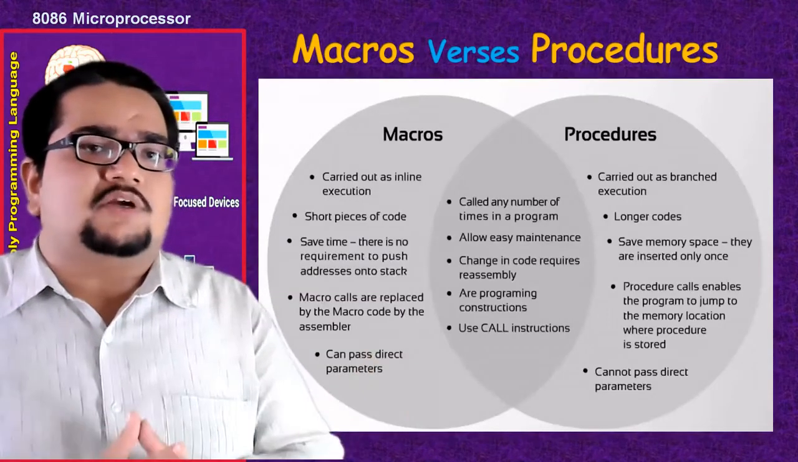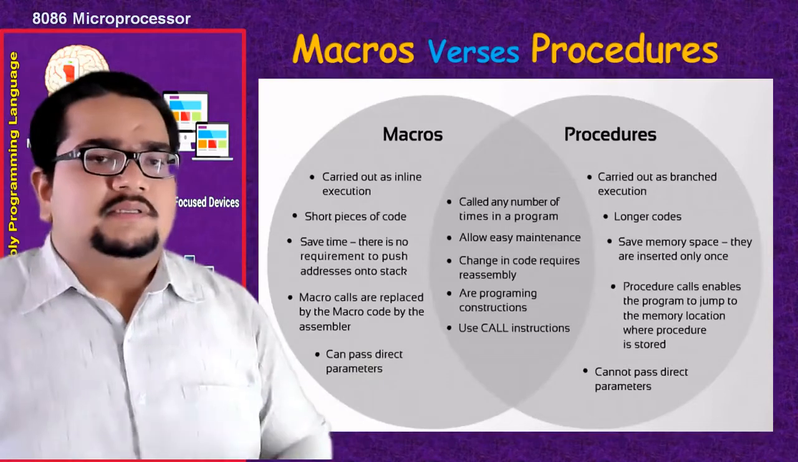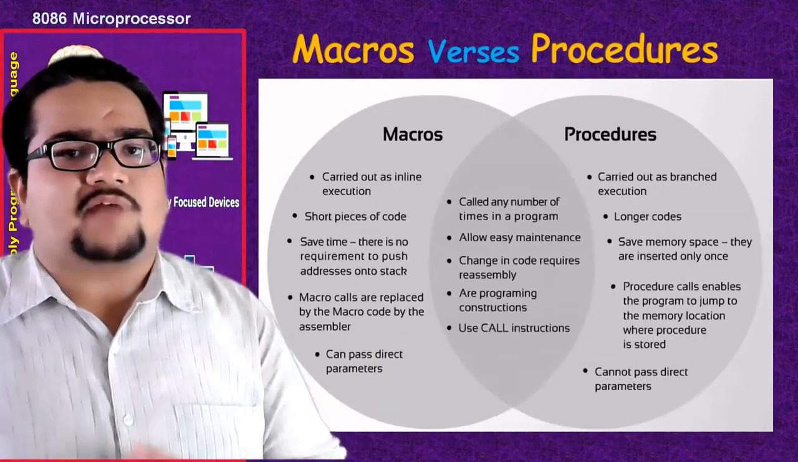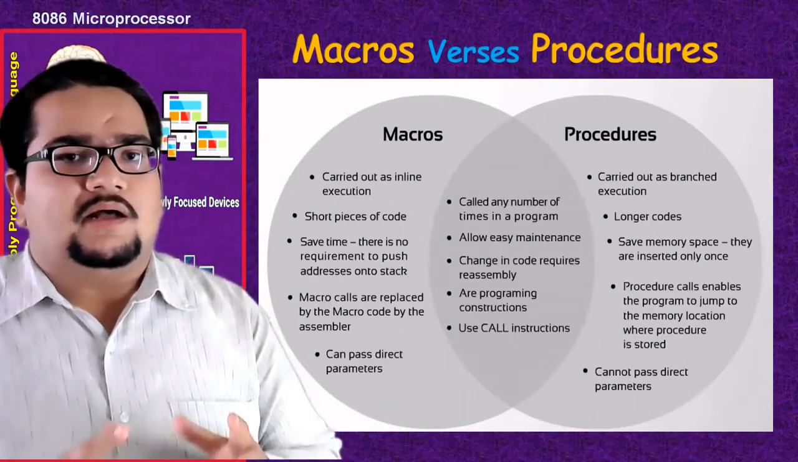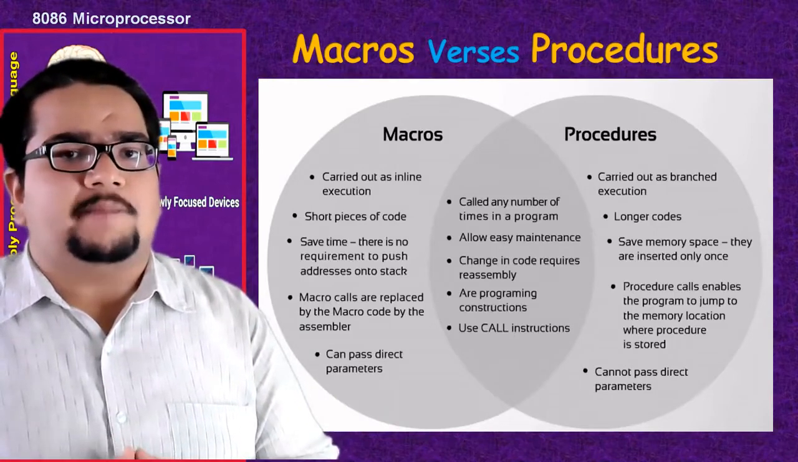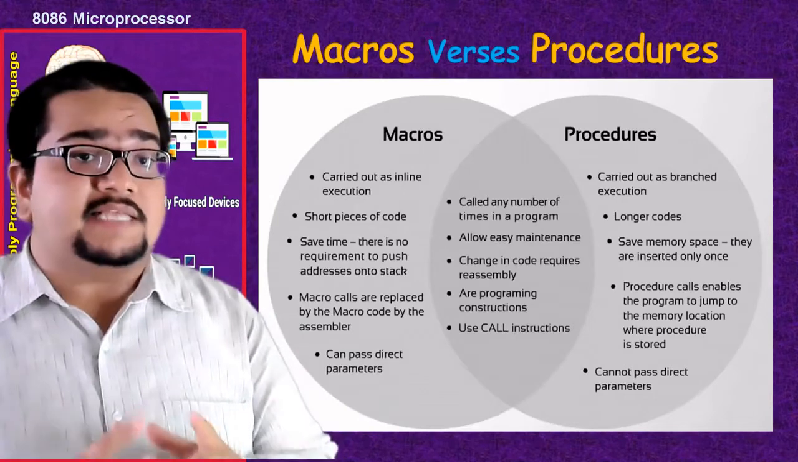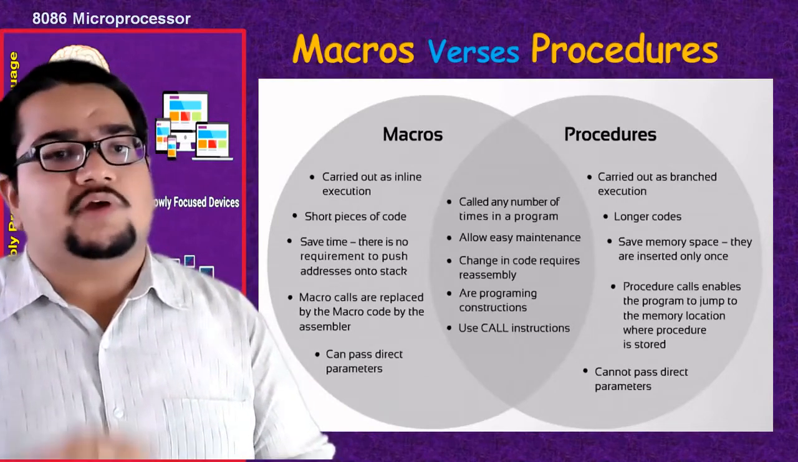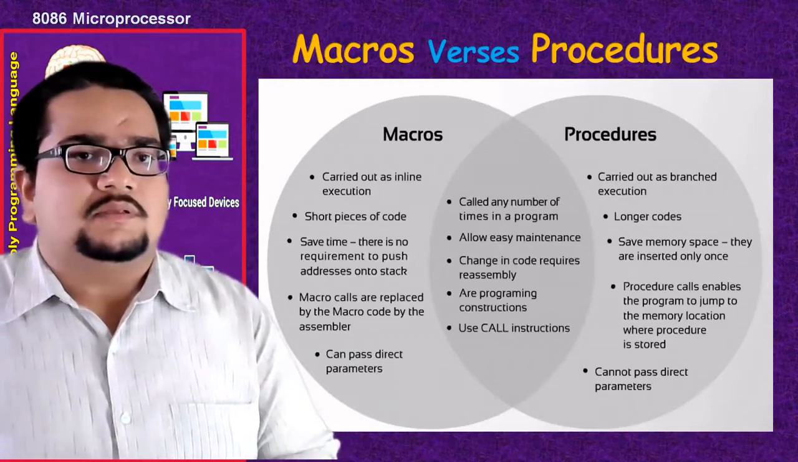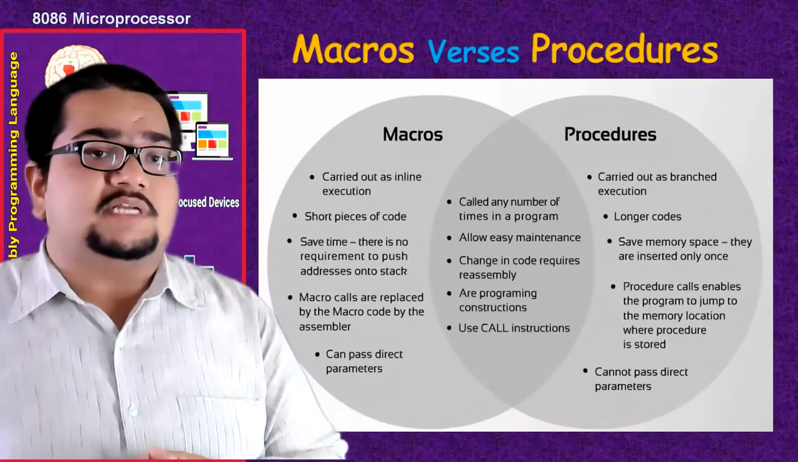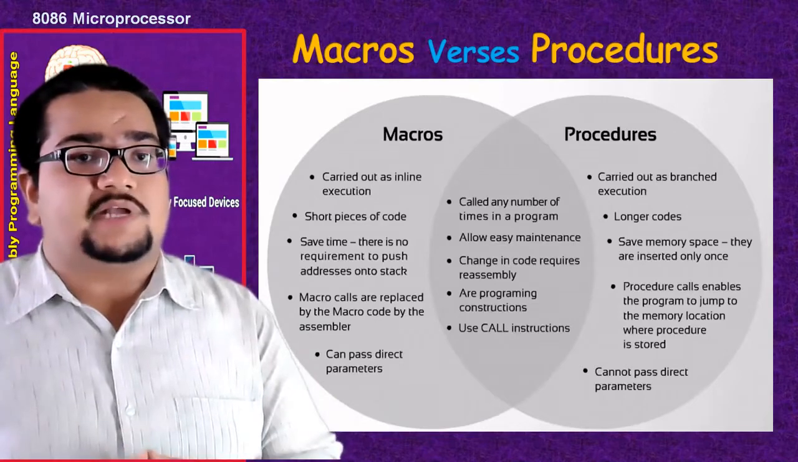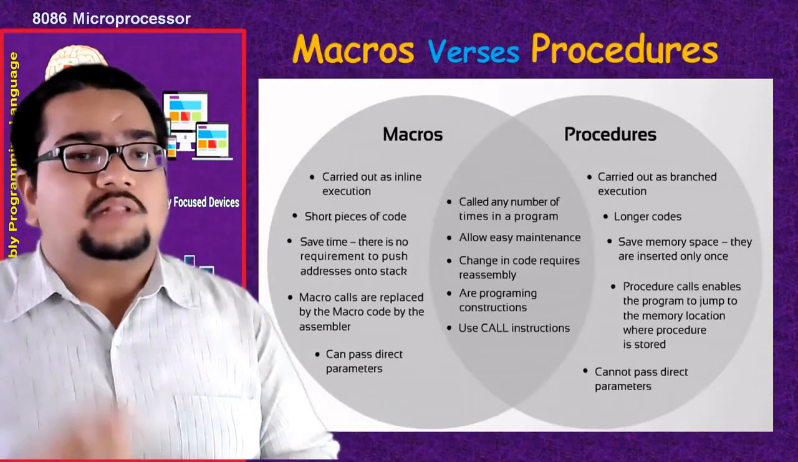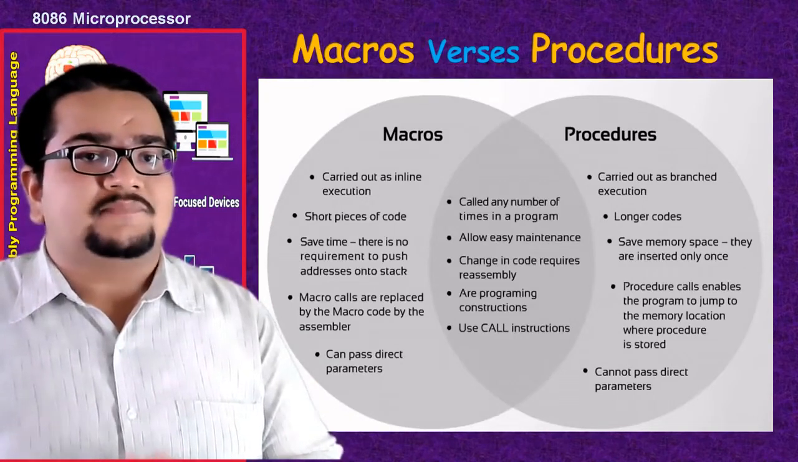So here is the comparison between macros and procedures. We will talk about the similarities between them. They can be called any number of times, both of them. They allow easy maintenance of the program. A change in the code requires reassembling. Every time you make a small change in the macro or a procedure or main program, you need to reassemble it one more time. They both use a call type of instruction. Obviously, when you write a macro name or procedure name, they act as the call instruction. The assembler uses the call instruction to call that macro or procedure into the main program.